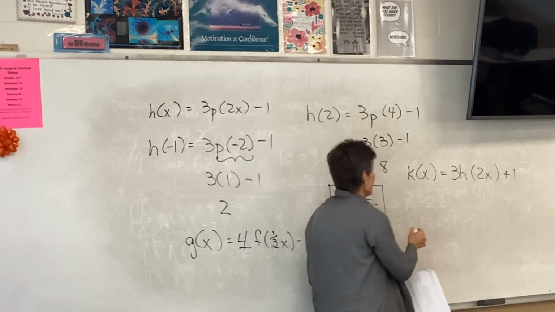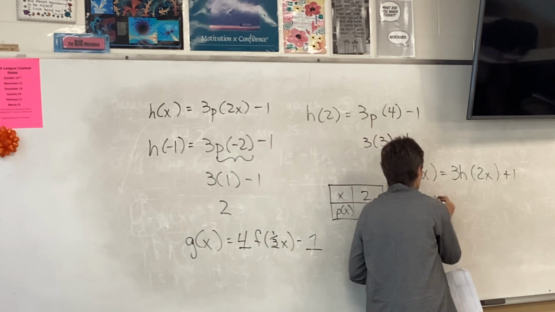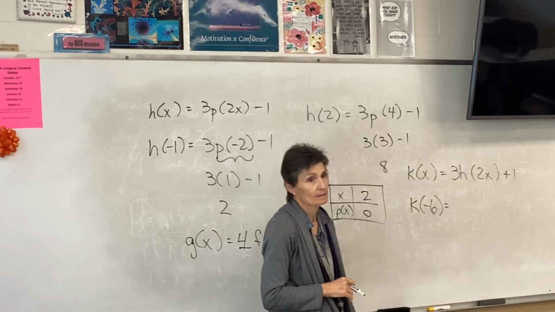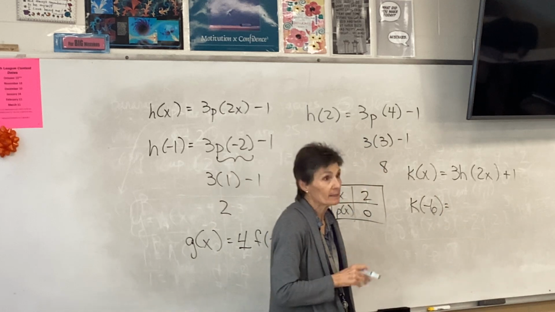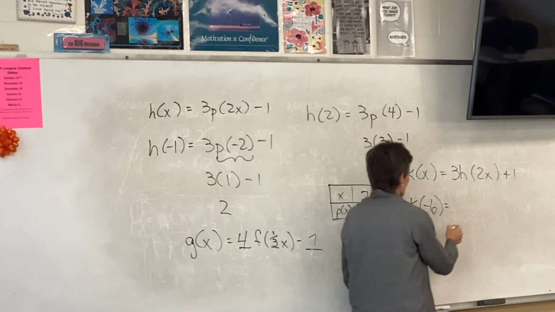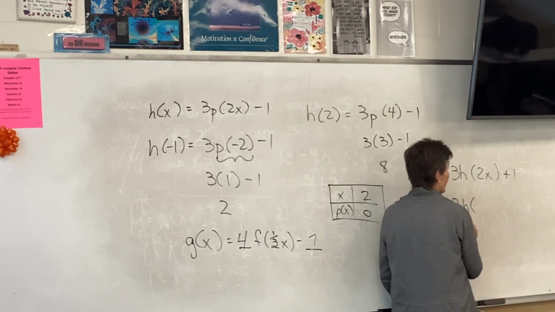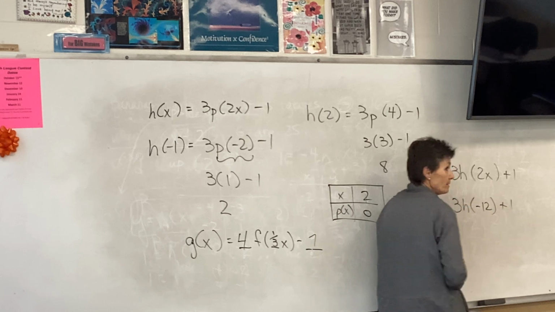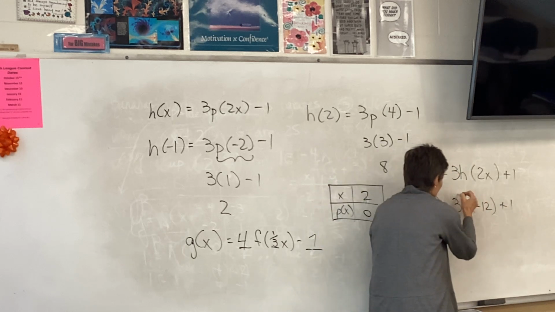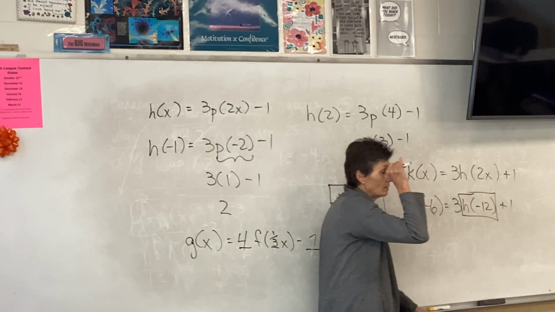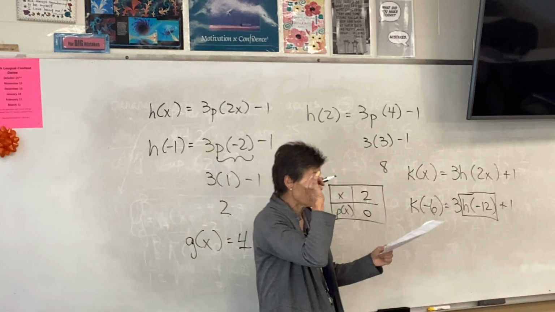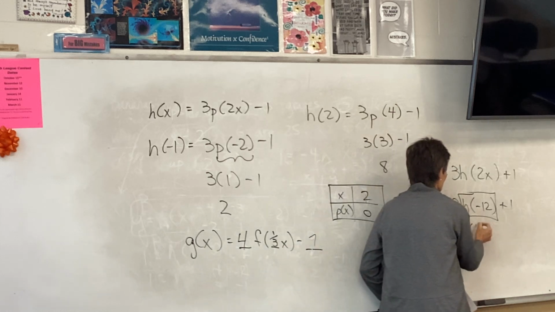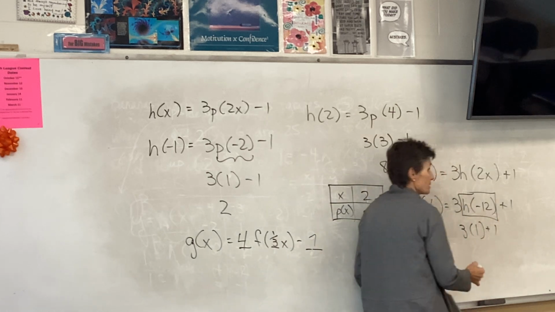Then we're going to find k of -6. What do I do when I have to find k of -6? I plug in -6. So this is going to be 3h of -12 plus 1. This is in your table. What's h of -12? 1. So the answer to the problem is 4.